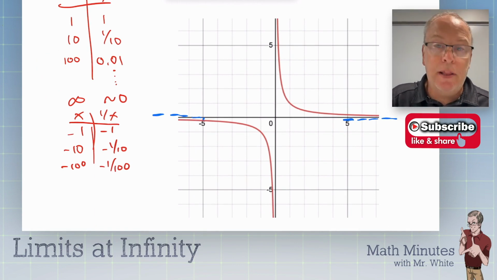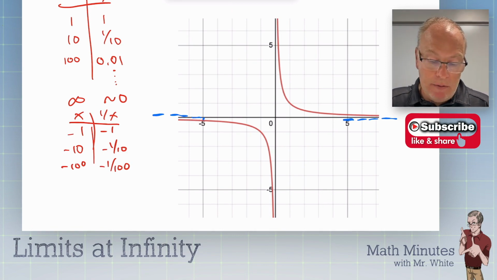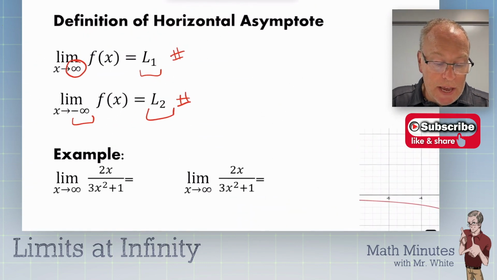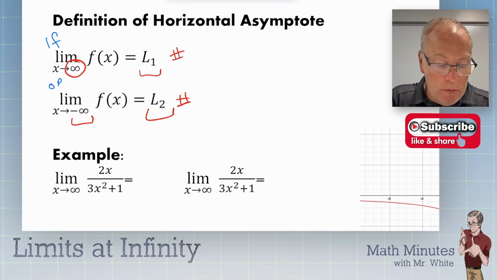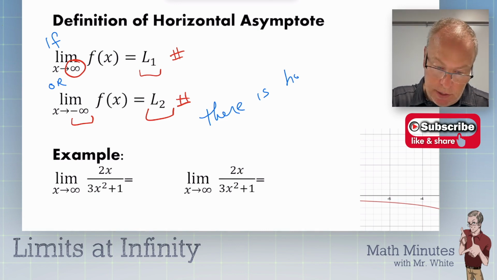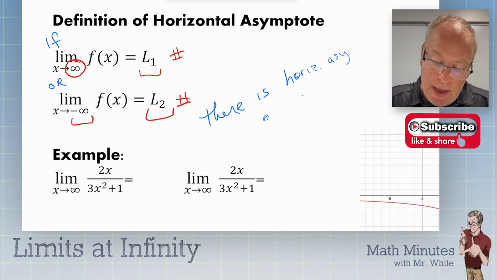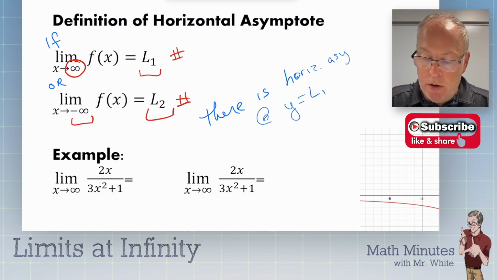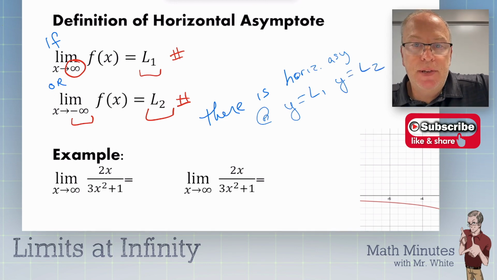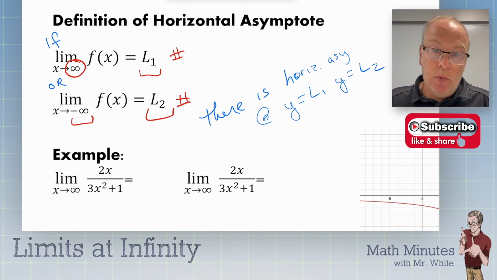You see a horizontal asymptote on the far right and the far left because the limit approached a number. So we say if that, or there is a horizontal asymptote at y equals L1 or y equals L2, whatever those numbers are. They might be the same. They could be different, though. I'm going to show you an example here in a moment where they're different.